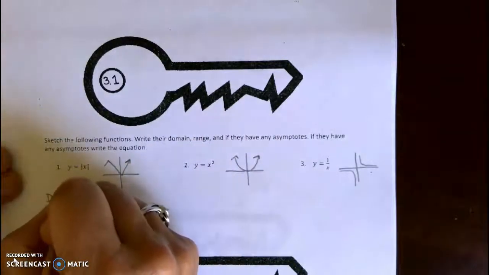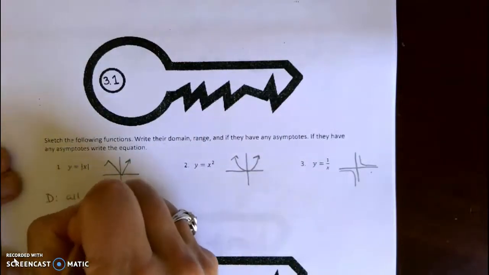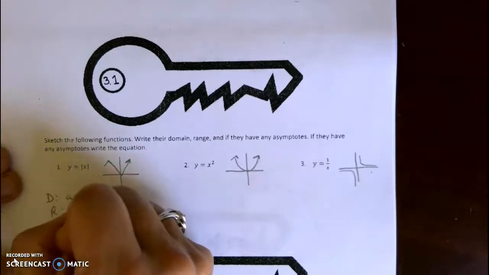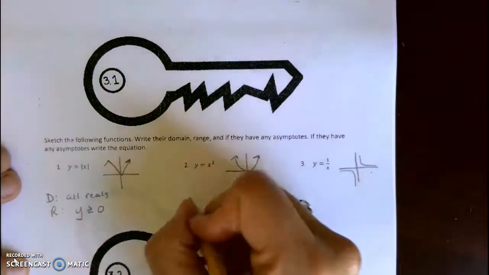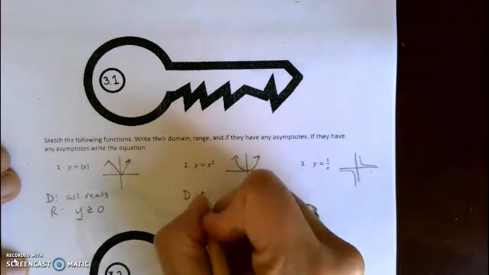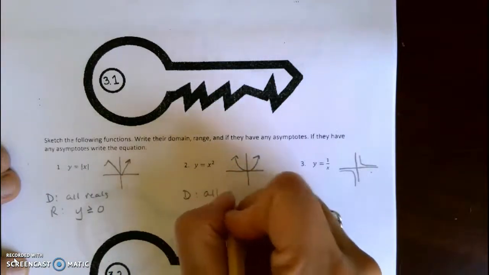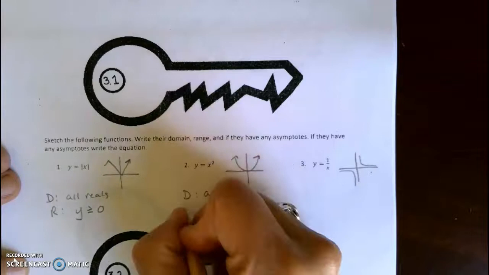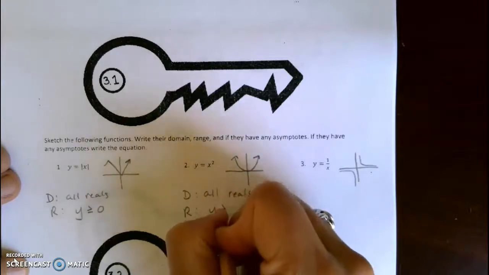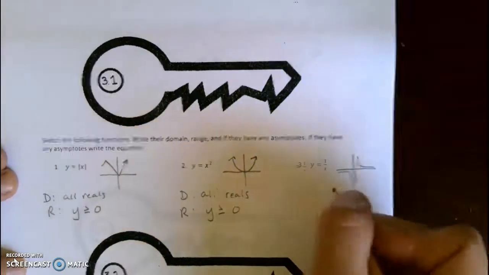Domain is all reals. Range, y is greater than or equal to 0. Same thing with the quadratic. Domain is all reals. The range is y is greater than or equal to 0.